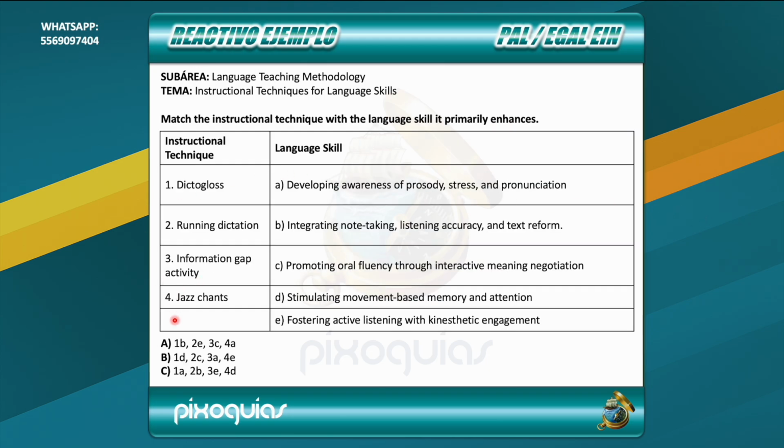So we can see that the correct match is this, and we have the instructional technique and the language skill. The instructional technique 1, dictogloss, matched with B, that is integrating note-taking, listening accuracy, and text reformulation. While 2, running dictation, with E, fostering active listening with kinesthetic engagement. 3, information gap activity, with C, promoting oral fluency through interactive meaning negotiation. And finally 4, jazz chants, developing awareness of prosody, stress, and pronunciation.